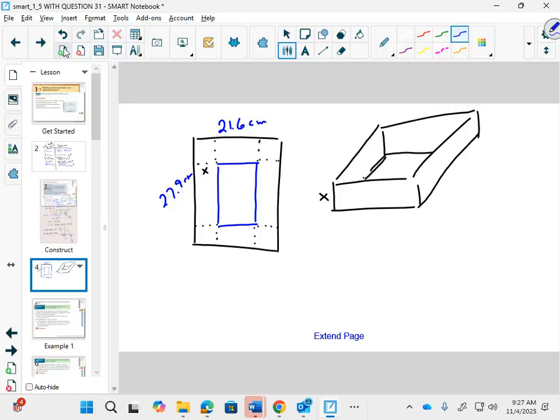Next, what does that mean for all of our lengths? Does it make sense that this shorter length would be 21.6 minus an x on this side and an x on that side? 21.6 minus 2x. And the long side will be 27.9 minus 2x. And the volume of your beautiful jewelry box.